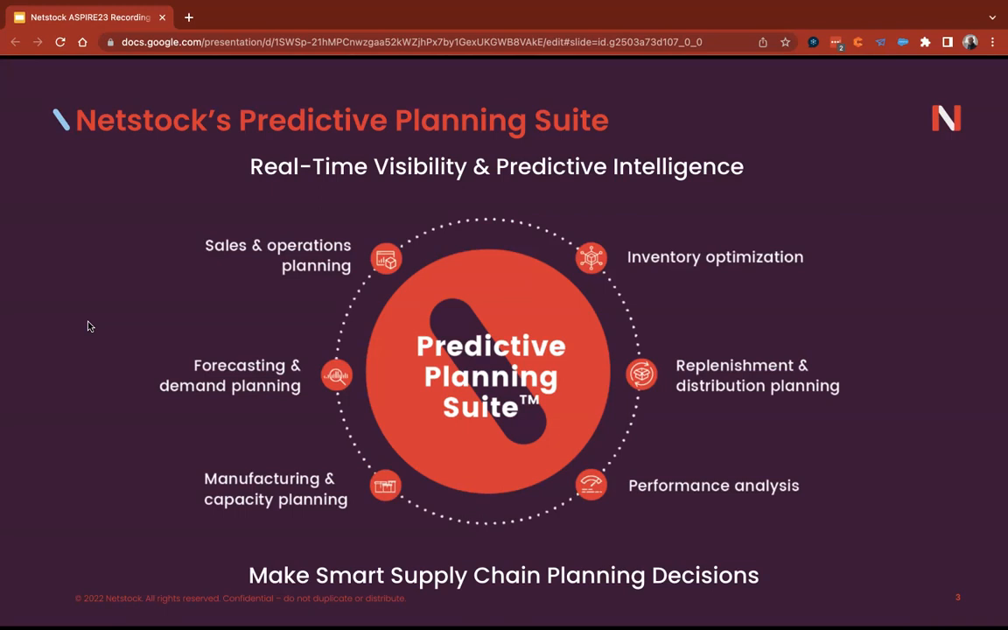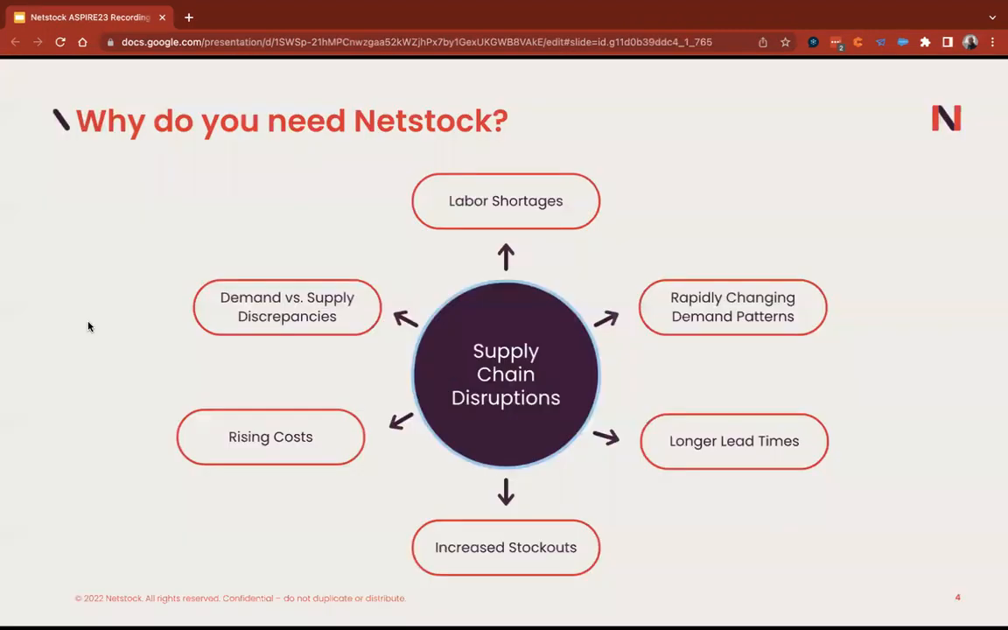Inventory optimization, that's really where it all boils down to, is how do we keep your inventory levels as low as possible and your service levels to your customers as high as possible. And obviously these parts of the business we sell in bundles, and we can tailor make that based on your requirements in the business. But that's really what Netstock does and what we supply.